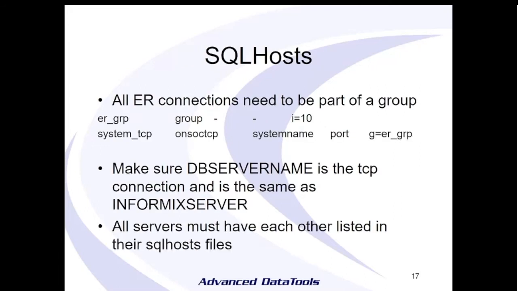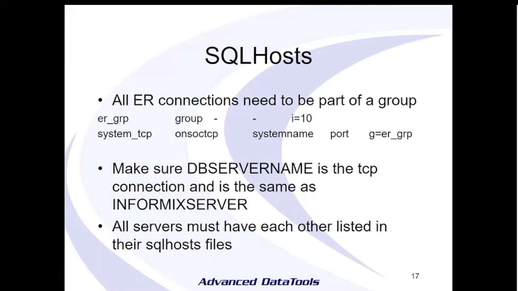So the next thing is to adjust SQL hosts. The first thing is all ER connections need to be part of a group. If you've not worked with groups in Informix before, this is what the syntax looks like. In this SQL host file, the first column is group name, the second column is just the word group, the third and fourth are just dashes, and then the fifth is i equals, and then a number. That number is between 1 and 32,000. It is a unique identifier for the group. That has to be unique per SQL host file, otherwise the engine will get confused because it does a lot of the connections based on that group ID.